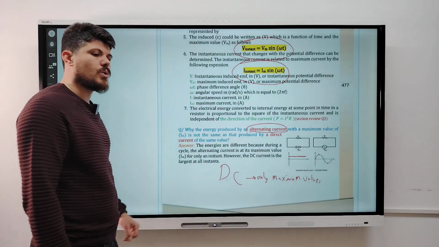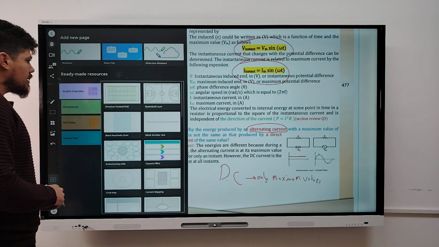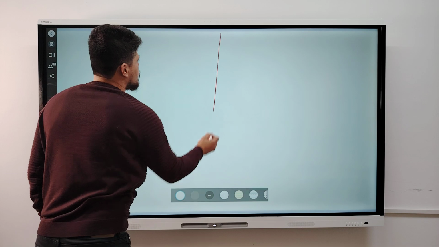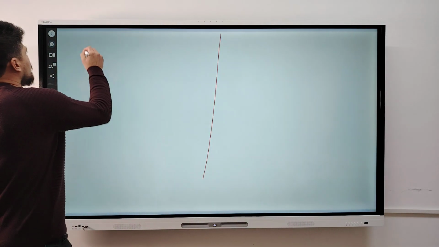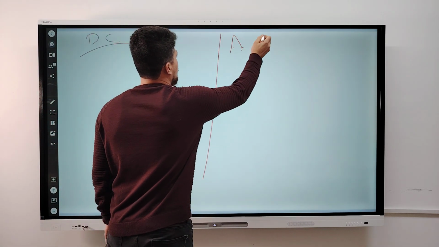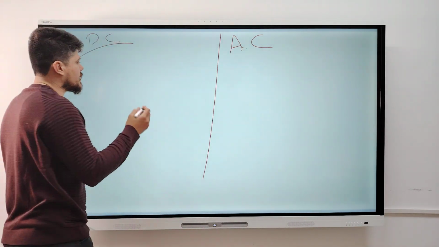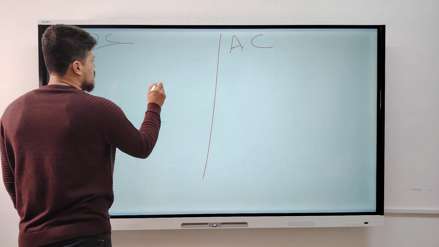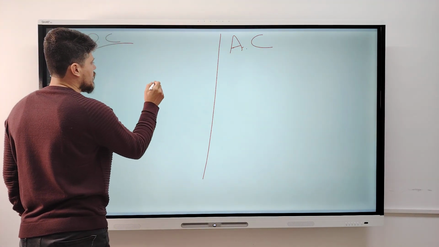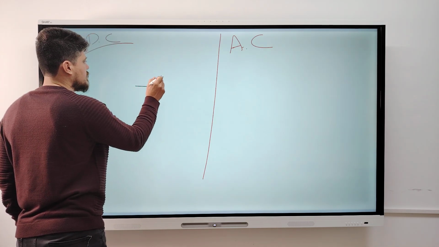Maximum value. So DC has only the maximum value of current and potential difference. For example, if you have two circuits, a DC circuit and an AC circuit, both are connected with a resistance, a bulb for example. This side is AC, this side is DC. For example, this is a DC battery, positive, negative.